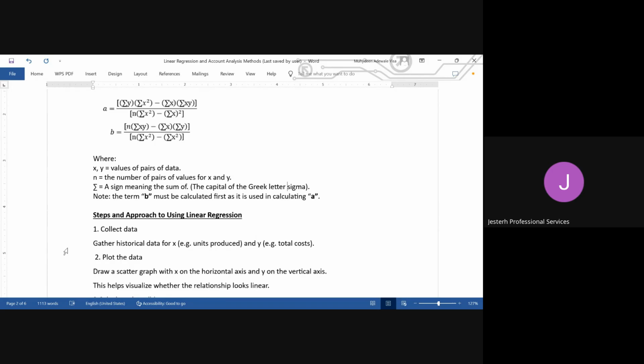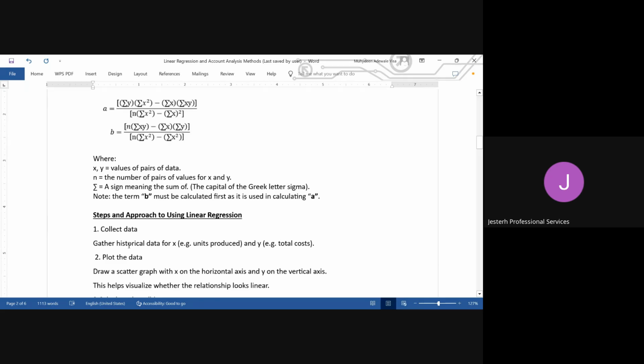The term A, and I know I've explained it, but I still have to read it so that we can also get what it is all about. The term B must be calculated first, as it is used in calculating A. Sorry, before I say A, I have to calculate first. No, we have to calculate B. Then whatever we get in B will now help us in calculating our A.